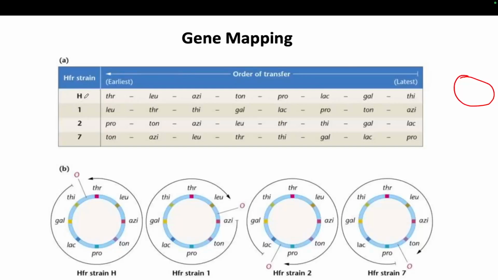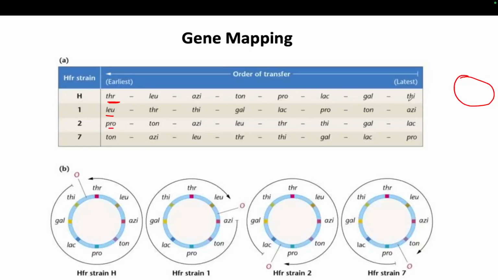Like here, this is the H strain, so its transfer starting site is threonine. One has the transfer site leucine, two has proline, and this has the tonB gene. Everyone starts from the origin of transfer, but the sequence can be different. But how do you know the sequence of the genetic information? For that, first check here: in the case of H, it is threonine, leucine, azi, ton, proline, lac gene, gal gene, and threonine.